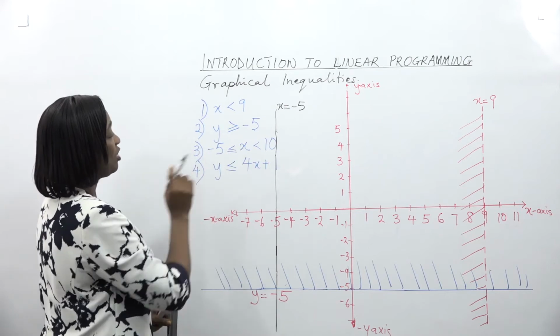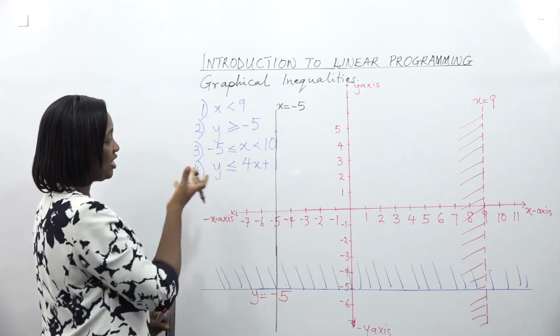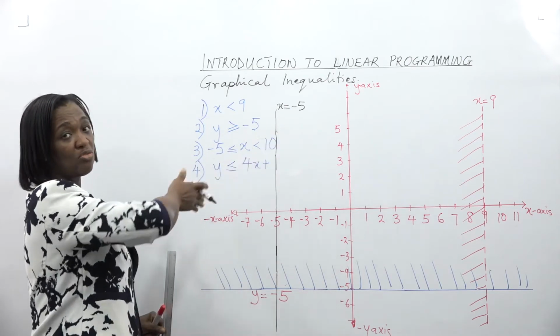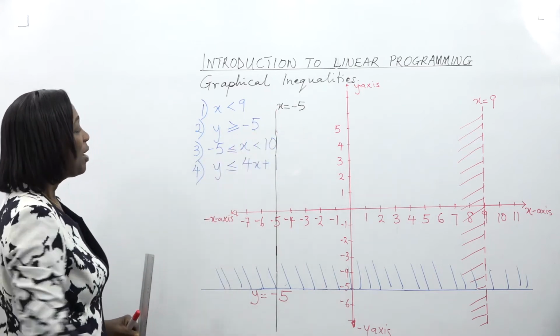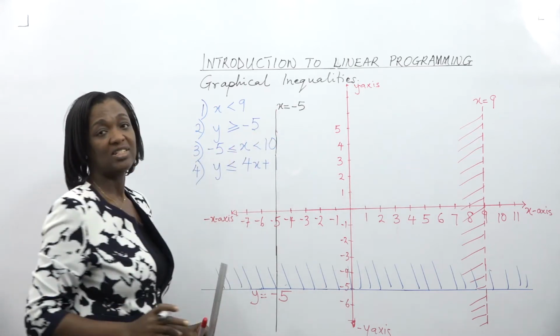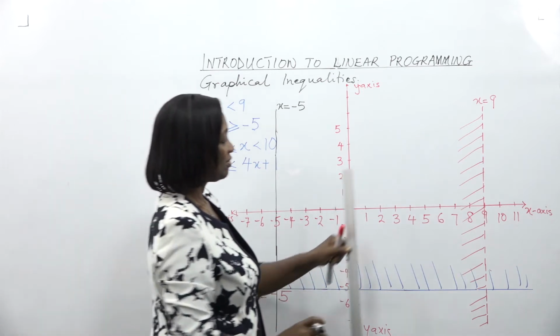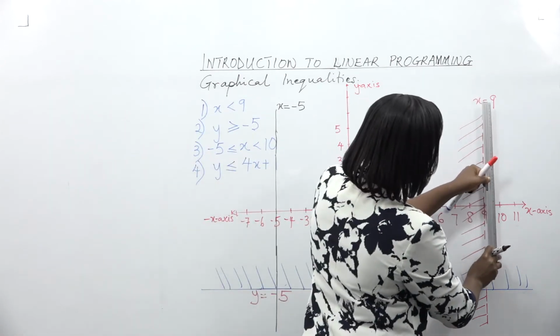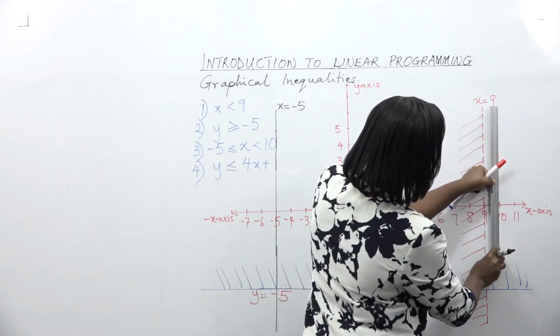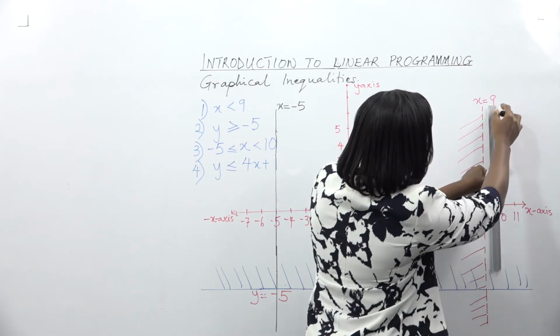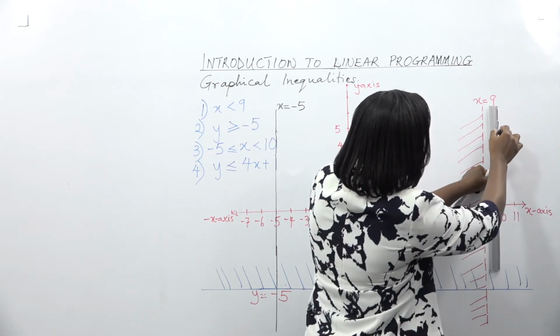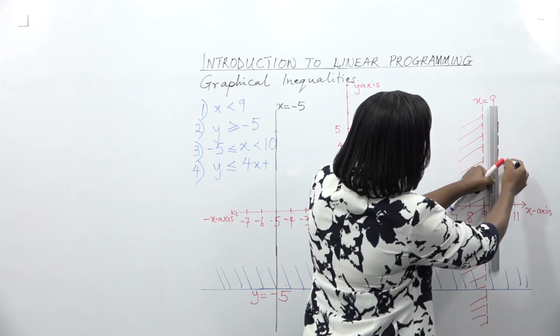So minus 5 is less than or equal to x, or x is greater than or equal to minus 5. So it's to the right of minus 5. But x is strictly less than 10. X is less than 10. So we're here at x equal to 10.